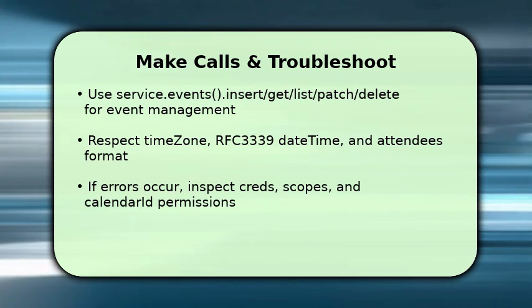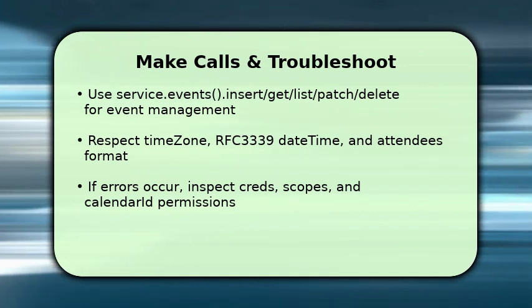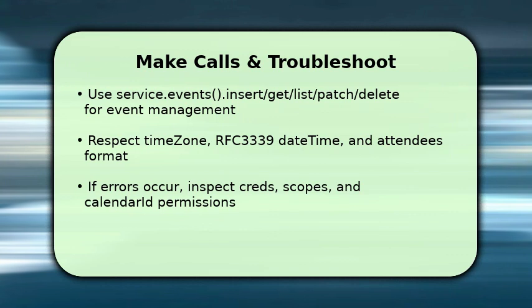If something breaks, check that the saved token has the right scopes and has been refreshed, confirm the calendar ID permissions, and inspect HTTP error codes for rate limits or invalid grant. If needed, delete token.json and rerun the OAuth flow to reset.